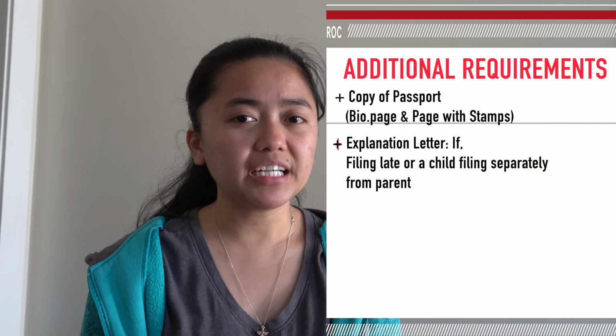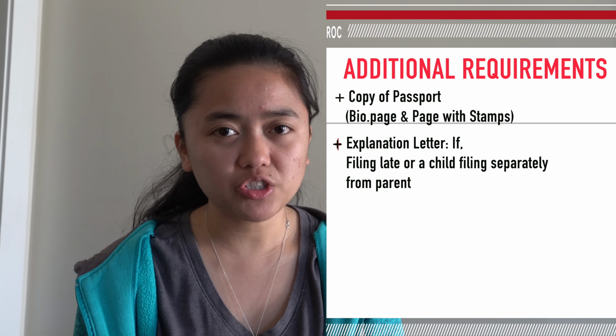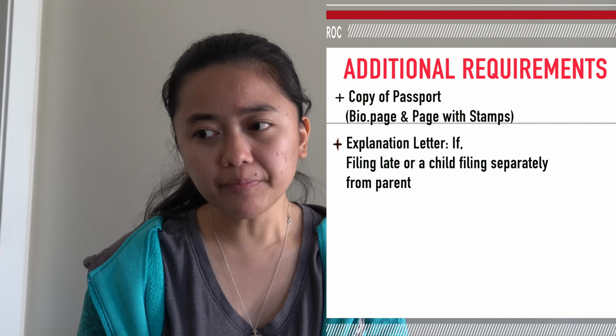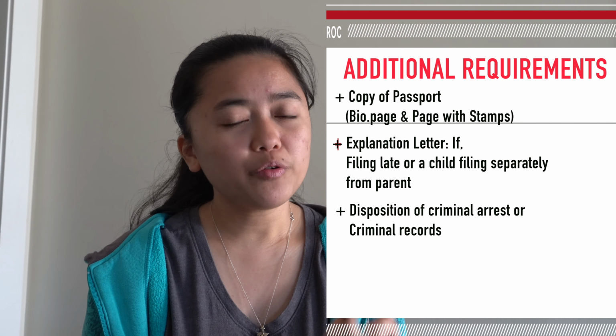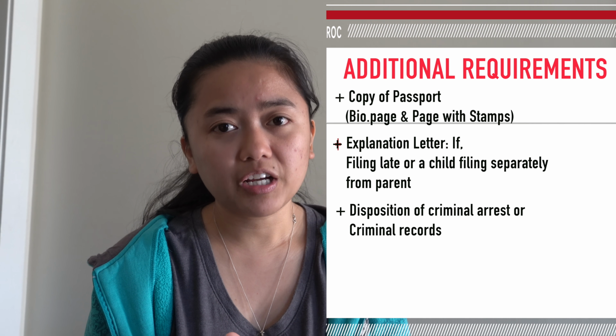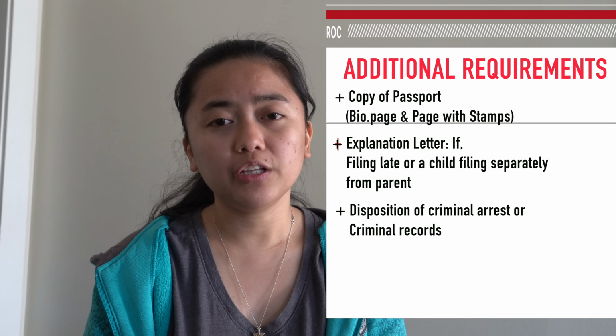Or if you're a child, you have to include an explanation letter too on why you are filing separately from your parent. And if it's applicable for you, if you have a disposition of criminal arrest or criminal records, you have to include it in your requirements as well. Okay, so that's for the joint petition.